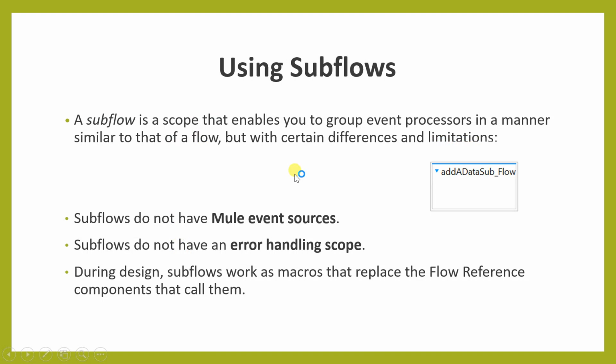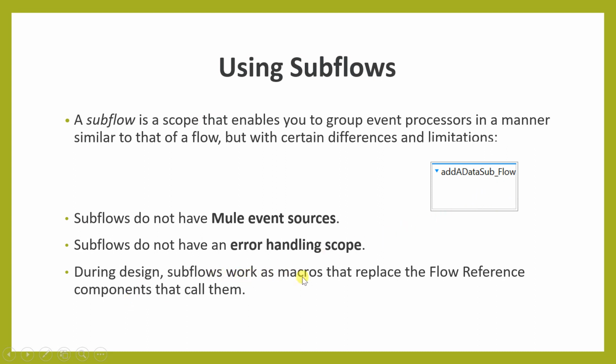Next is subflows. A subflow is a scope that enables you to group event processors in a manner similar to that of a flow, but with certain differences and limitations. A Mule subflow can also have Mule components, but there are some differences between a Mule flow and a subflow. Subflows do not have Mule event sources. You can see in this diagram there is no Mule event source. Subflows also do not have an error handling scope, so there is only the process part in our subflow.